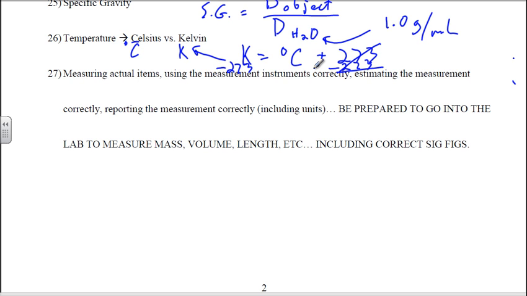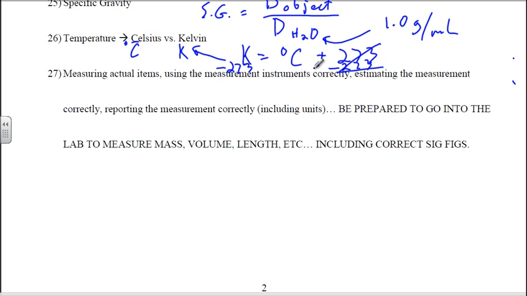So, I have measuring actual items using measurement instruments correctly, estimating measurement correctly, reporting measurement correctly in units and all that. So it says be ready to go into the lab, measure the length of a line on a piece of paper. So you need the right sig figs. So you'd measure everything you know for sure plus one estimated digit. Okay, so maybe I'll look at that Monday with you a little bit more.